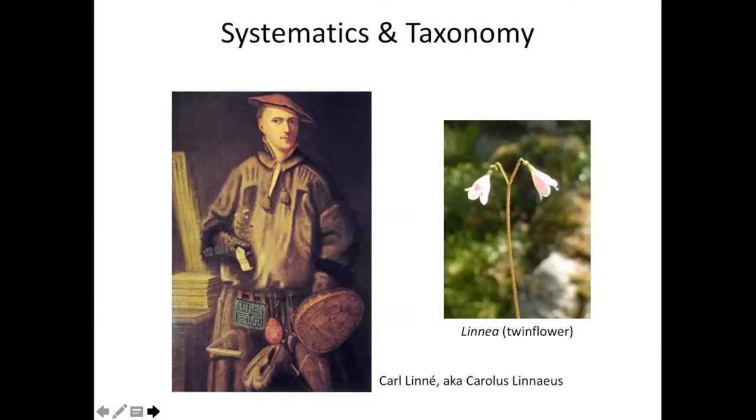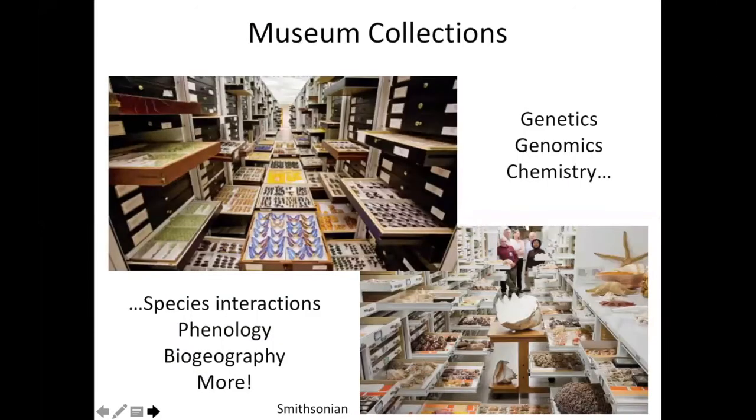And of course, they do form the foundation for all of our nomenclature and for most of our understanding of species limits and species distributions. But in fact, these collections can do much more. They can provide us with keys as to the genetics of the species. We can even get whole genomes from museum specimens now. We can study chemistry, species interactions, phenology, that is the changes in the life cycle of an organism over seasons, biogeography, and many, many more topics.